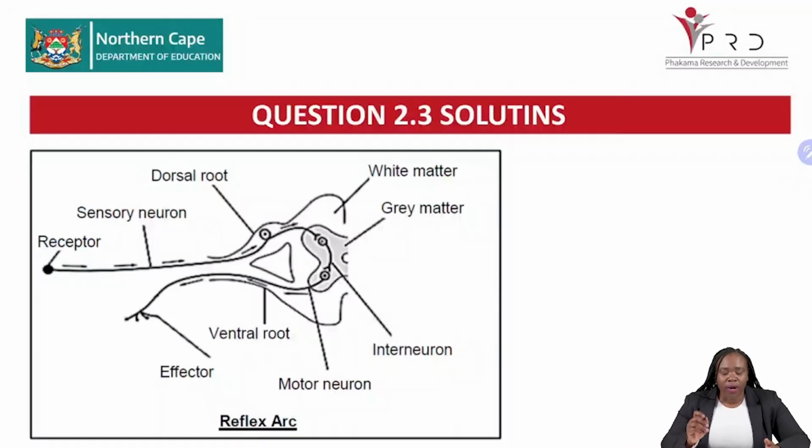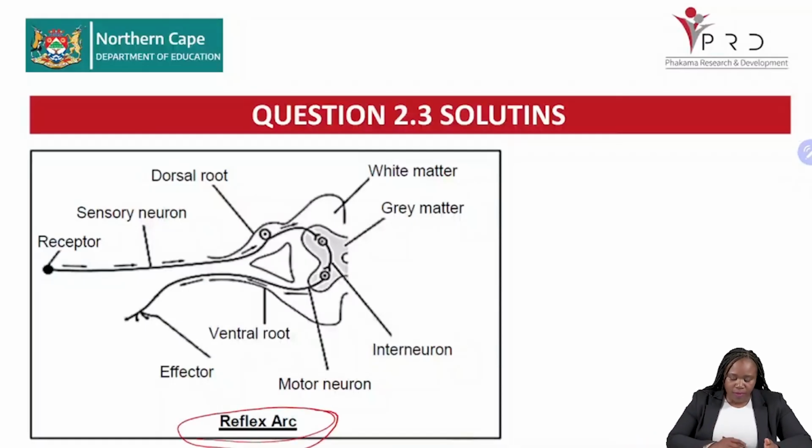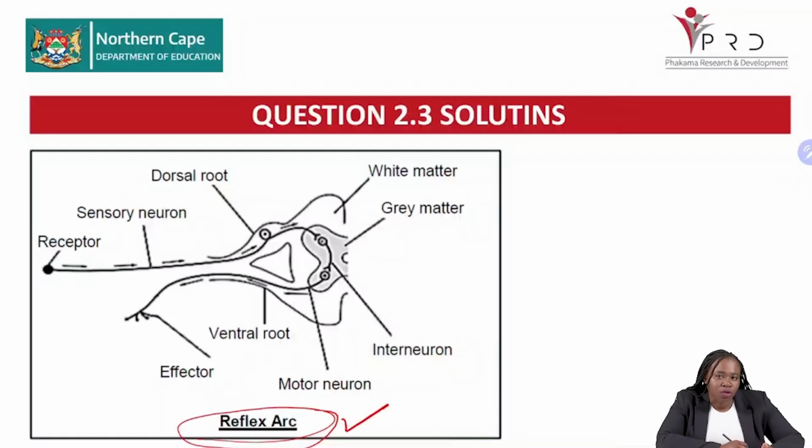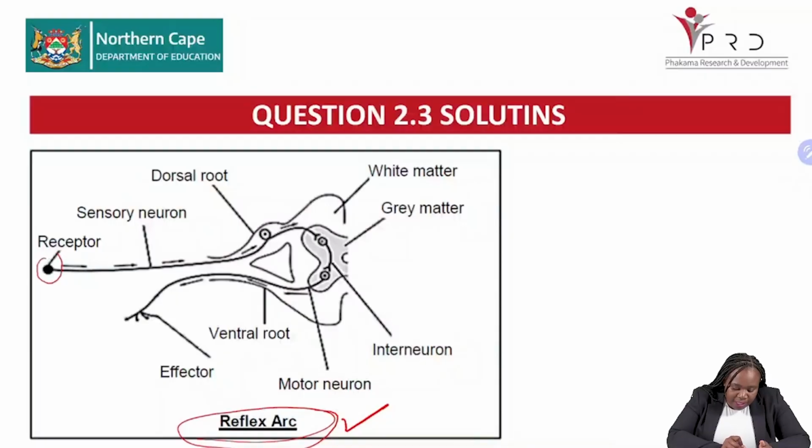Right. Number one, a caption or a heading for your drawing. Every drawing must have a caption. Every drawing must have a heading. So already you have scored yourself 1 mark for that. Right. So even if your drawing is wrong, for that it's a mark. Right. Now we have our receptors.